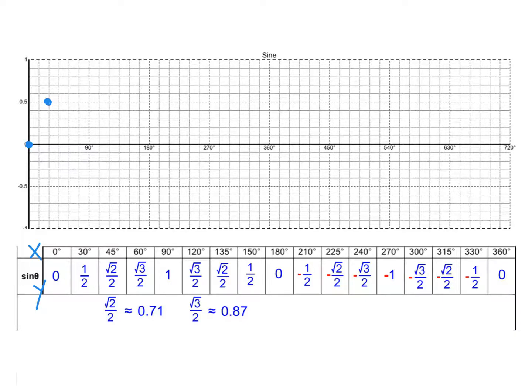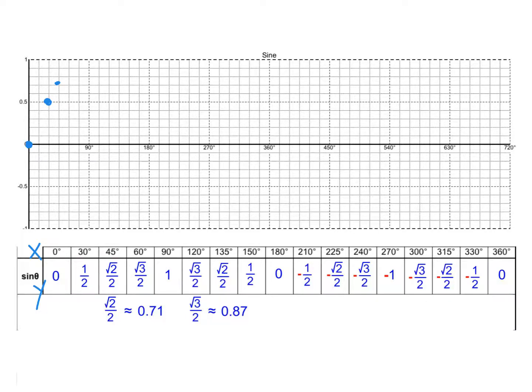Next up, I'm going to go to 45 and root 2 over 2. Now 45 is just one more hash mark over. Root 2 over 2, again, that calculation would give us about 0.71. So I go up to about 0.71, estimate it best you can, at 45 degrees.